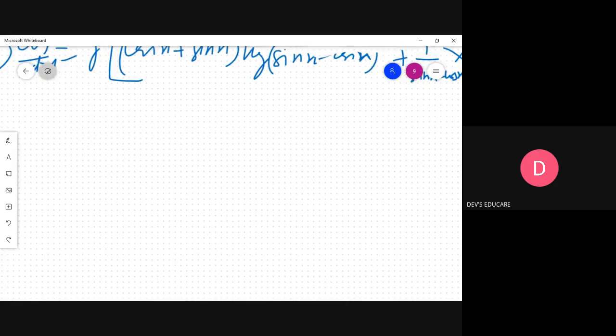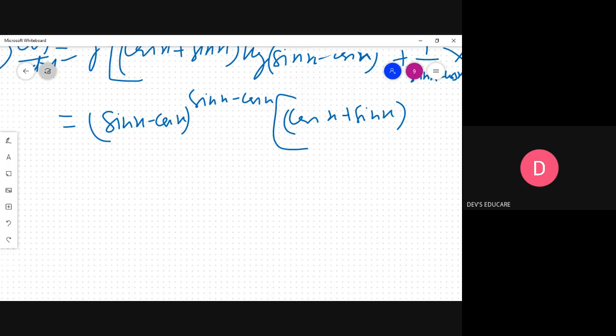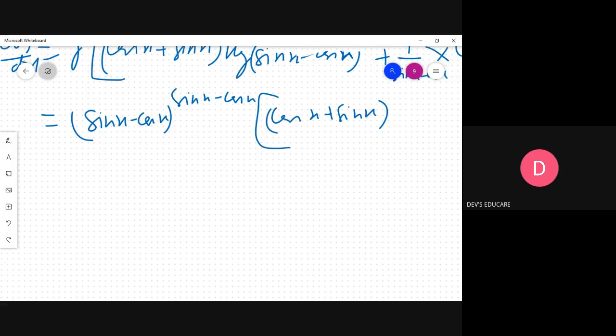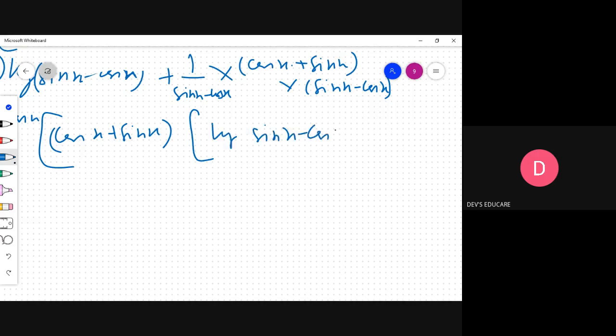So dy by dx equals y times cos x plus sin x times log sin x minus cos x plus 1 by sin x minus cos x times cos x plus sin x times sin x minus cos x. Y is sin x minus cos x to the power sin x minus cos x. You can take cos x plus sin x common, then you get one plus log sin x minus cos x. Yes, that got cancelled. Okay, take your answer.